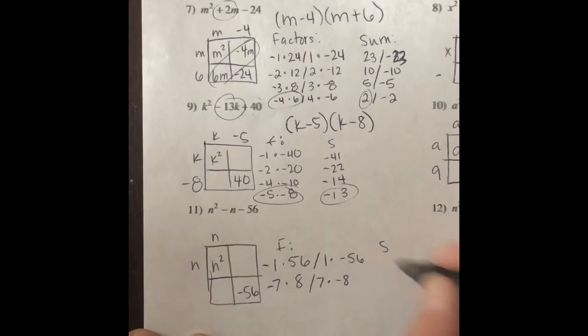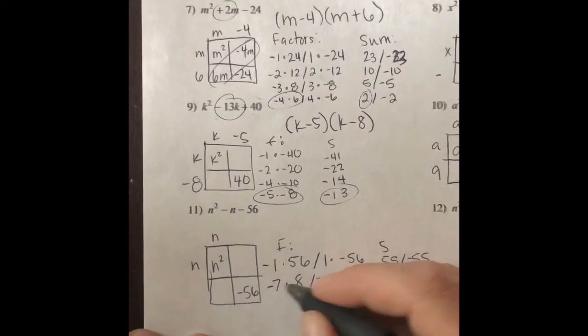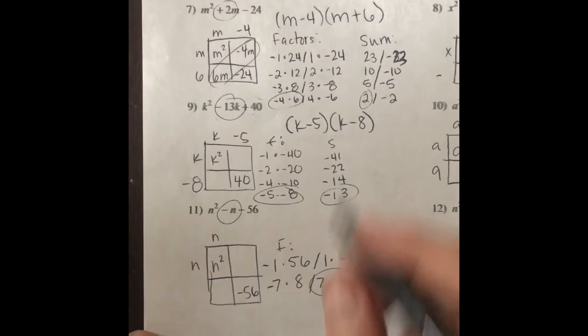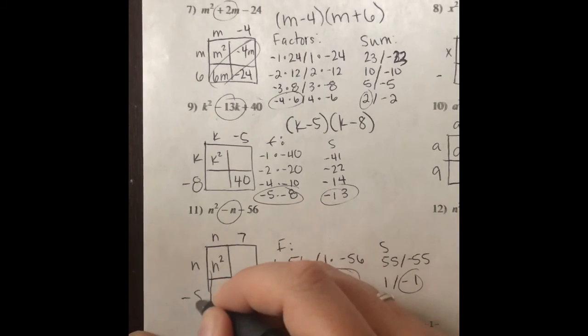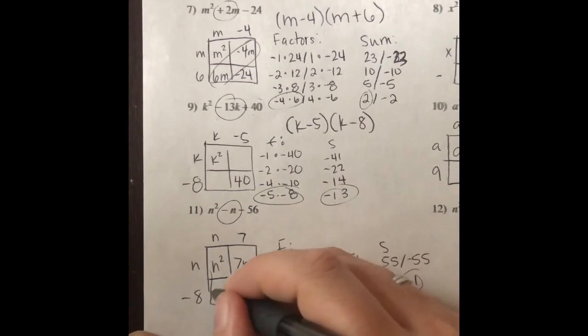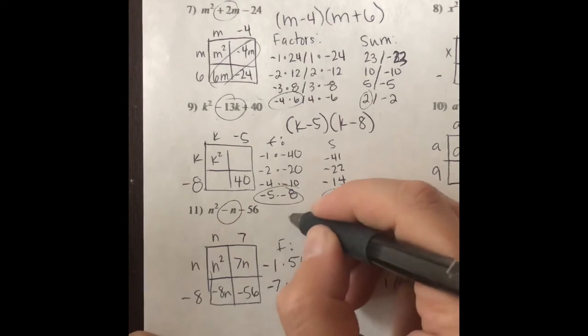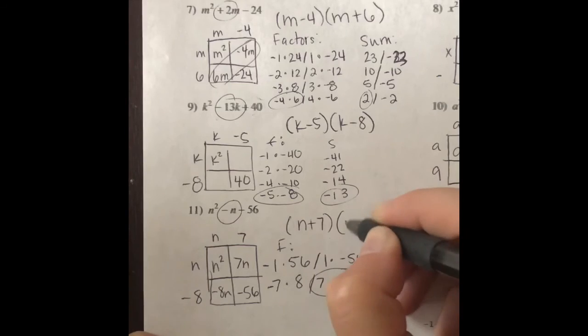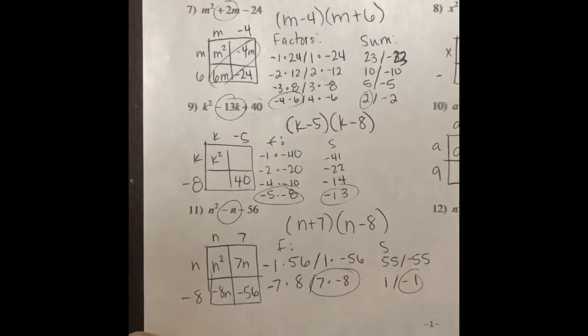All right, we're looking for sums, so this would give us 55 or negative 55, and these would give us 1 or negative 1 for our sums. And we want negative 1, so we're going to choose these two factors here. Final answer, we have n plus 7 times n minus 8.